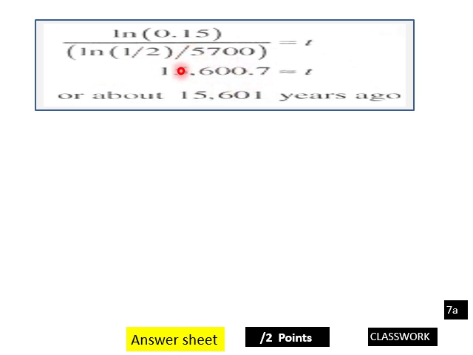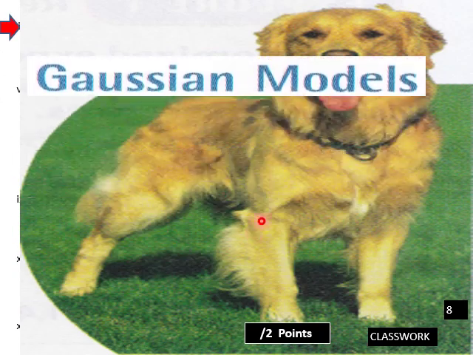And then when you crunch those numbers, you come up with t equals 15,600.7. So it'd be about that amount of time using that carbon-14 model for this problem.